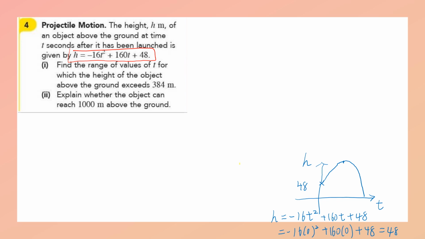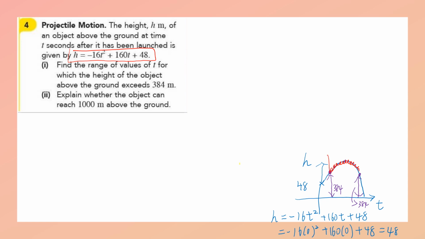Right, so if you look at part 1, we want to find the range of values of t for which the height of the object is above 384. So imagine that the object is here. So what we're saying is that this height is 384. Right, so this object will move to the highest point and come down again, and it will reach a second timing where it is 384 meters above the ground. So this portion here is where the height is more than 384.